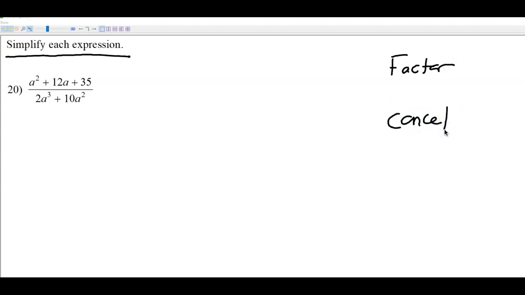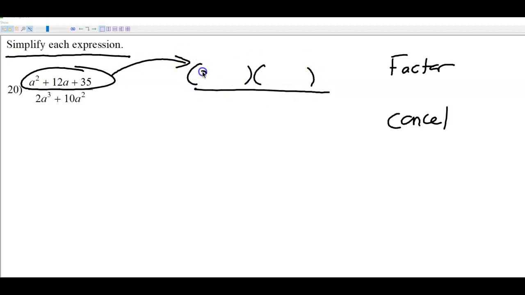Okay? So for this top one here, what method would I use to factor that? You would use the box method because it's got 3 terms. Good job. So when they have 3 terms, that's a box method problem. So we have A and A, 7 and 5, plus and plus. Now I am skipping the work because we've already reviewed factoring. But if you have questions about factoring as you're working on this, just let me know. I'll be glad to help you.